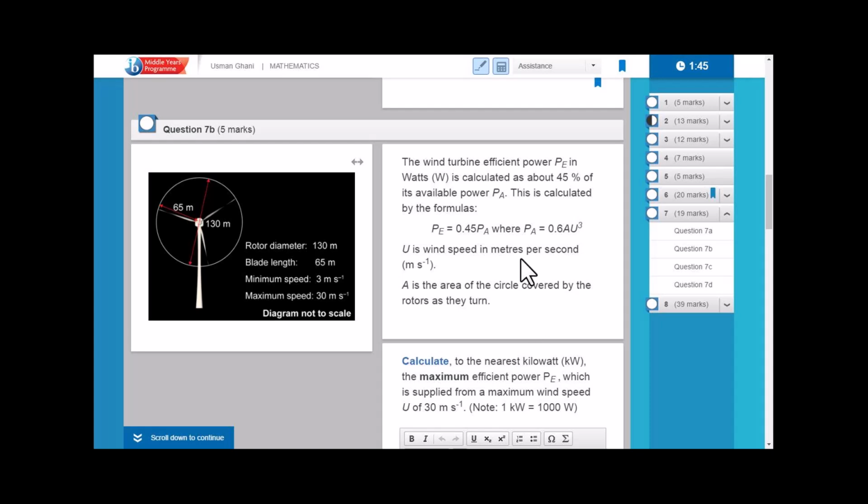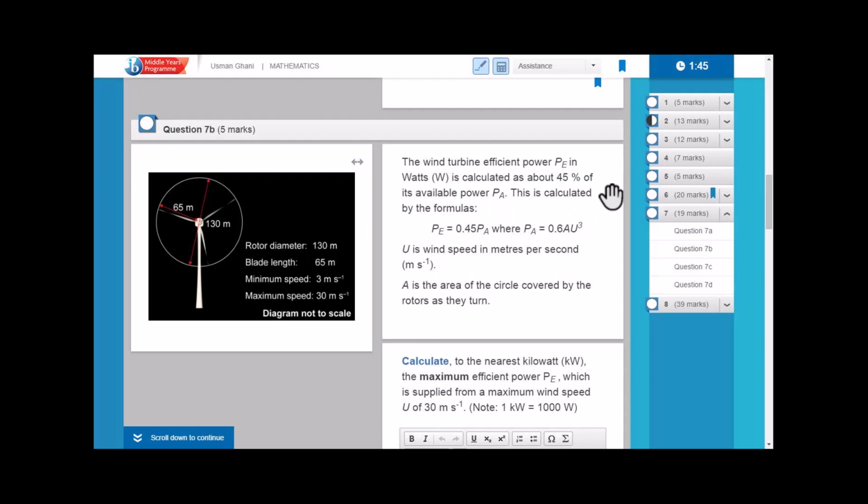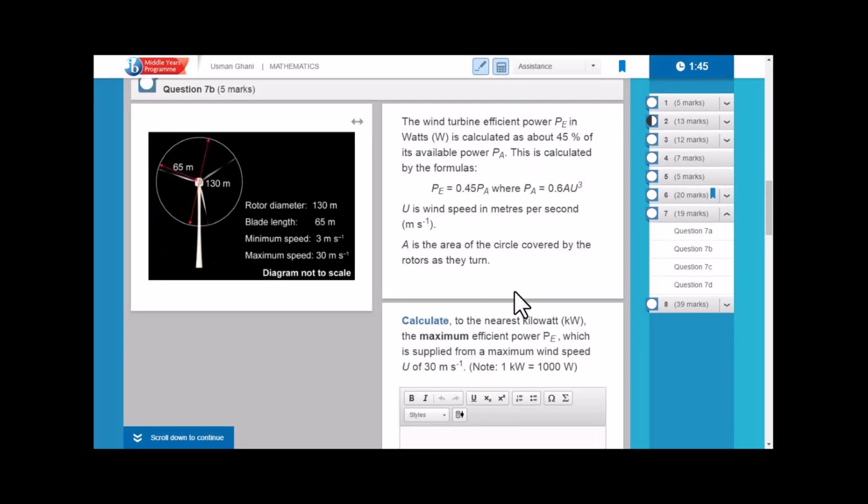If I want to find the efficient power, it's going to be 45% of PA. So first find PA, then find 45% of this answer. You have all the speeds, you have literally everything. You want to find maximum, so use maximum speed, maximum everything. Plug and play. Use the maximum speed, plug it in here, use the area, plug that in as well, and you are going to get your answer. Then find 45% of it, which is easy. 0.45 should be multiplied with PA, and you'll get your answer.